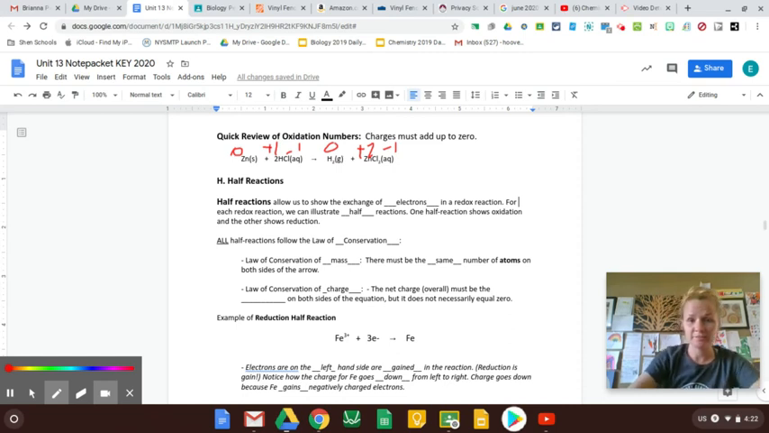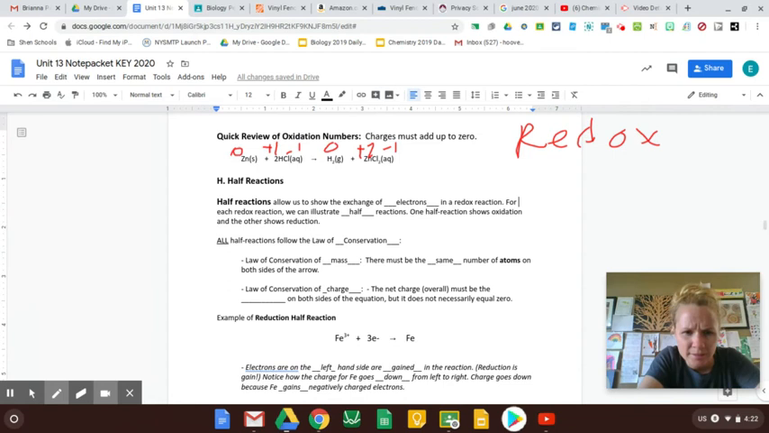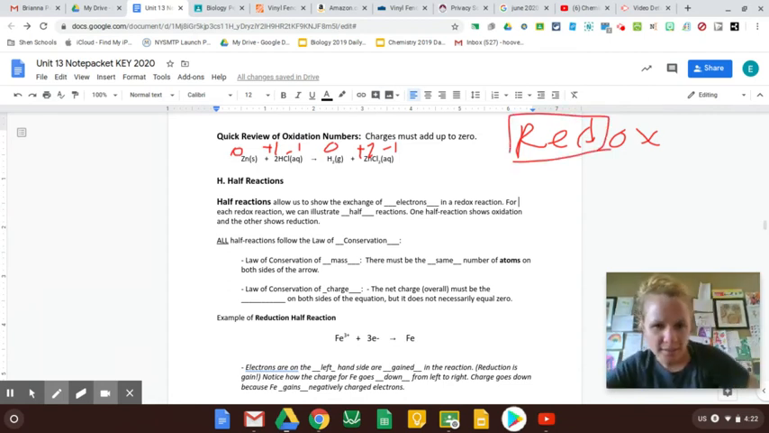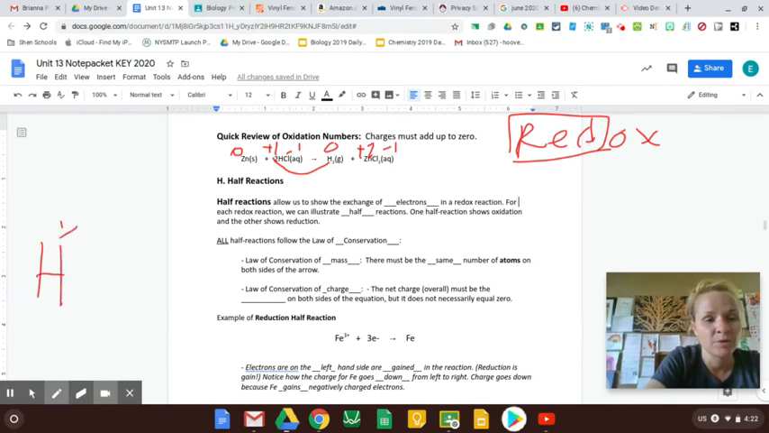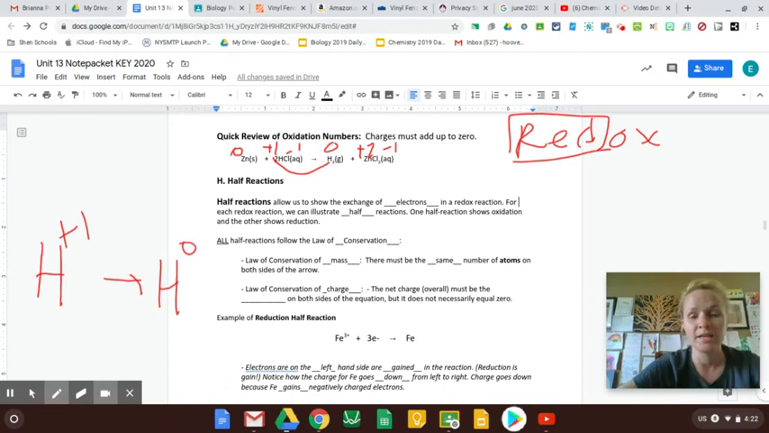So let's finally write a half reaction. Let's do the half that is reduction first. So for that half reaction, I decided who got reduced, who went down. H went from being +1 to 0. So that's what I do. I just write H. Once upon a time, H was +1, and it became H with a 0 charge.